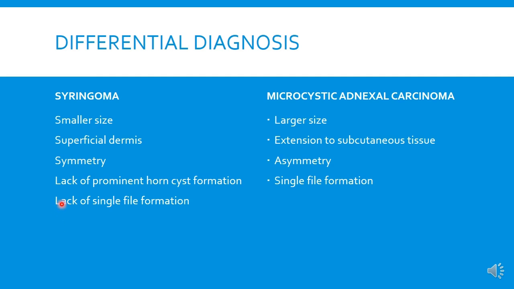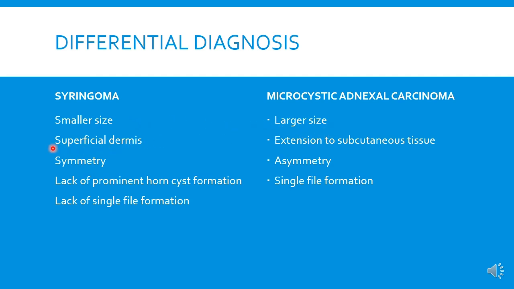So differential diagnosis-wise, the most important thing is to differentiate between syringoma and microcystic adnexal carcinoma, because one is a benign tumor and the other one is a malignant, locally aggressive tumor. But both will have a histologically bland appearance, and that is why it is important to differentiate both. Syringoma usually has a smaller size. Microcystic adnexal carcinoma has a larger size.